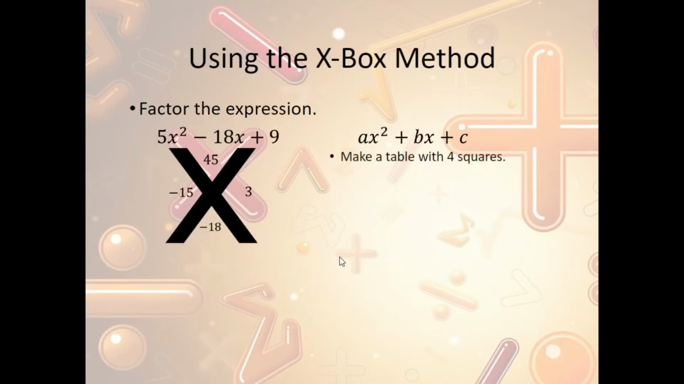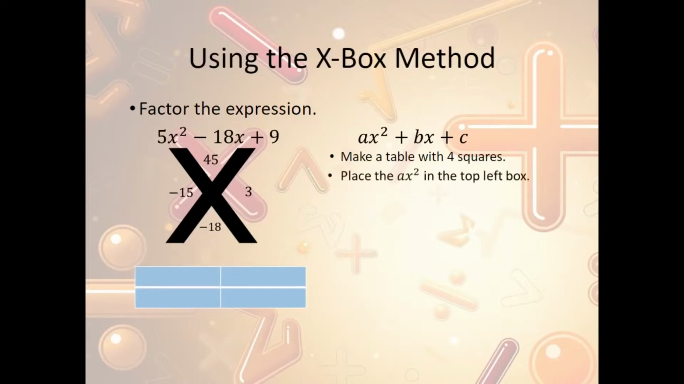Now we're going to do the box part. So we're going to make a table with 4 squares, just like this. And we're going to place ax squared in the top left box. So that's 5x squared, so that goes here in the top left. Then in the bottom right, we're going to put c, which is 9. So that goes there.